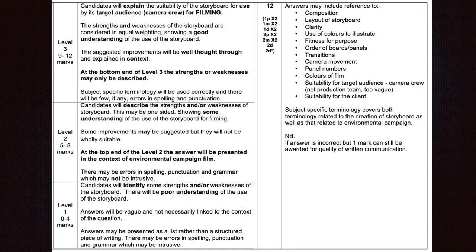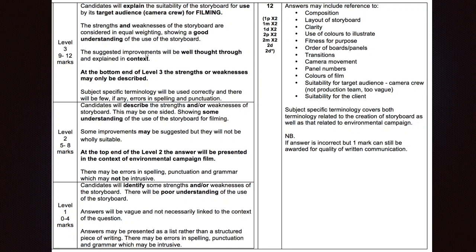Subject-specific terminology covers both terminology related to the creation of the storyboard as well as that related to environmental change. So, you've got here the criteria for a level 1, you've got here the criteria for level 2, and you've got here the criteria for level 3. Sorry, I do apologise. You've got the criteria here for level 3.